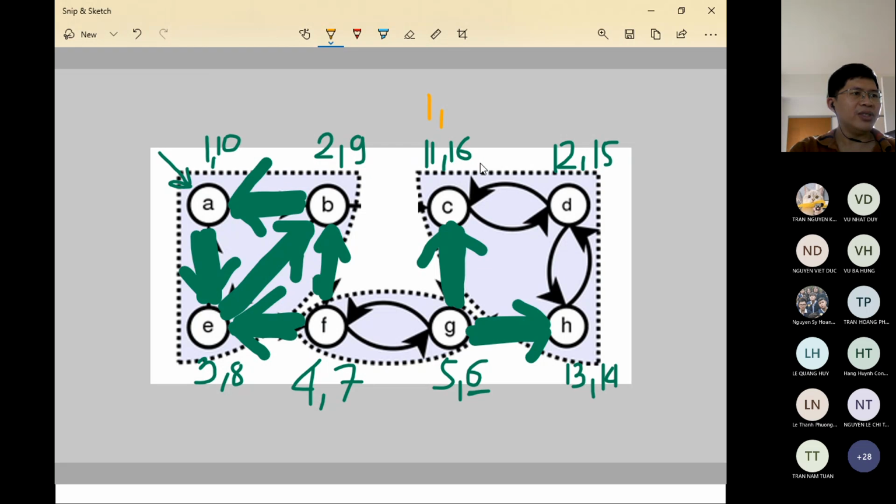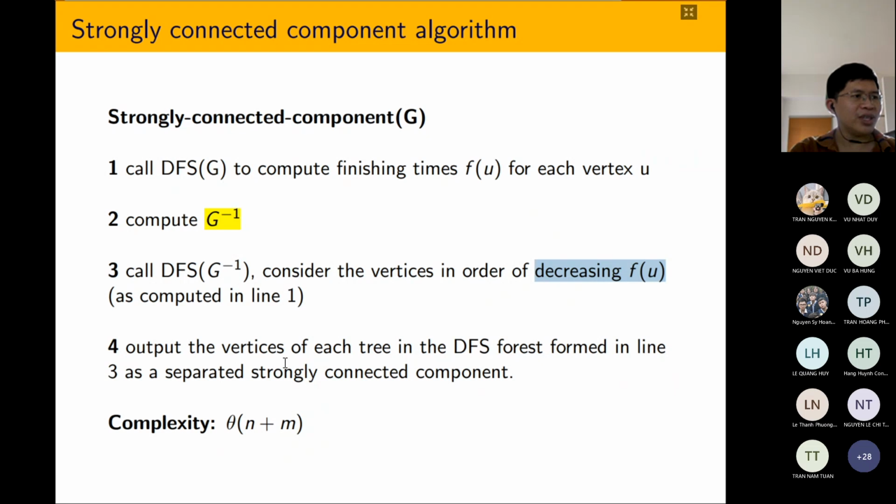Then I visit D, we have 2. And we have H, we have 3. And you see there is no edge out of H. We finish with that. We have 4, and 5, and 6. Okay, so the rule says that every tree in the DFS forest forms a separate strongly connected component.